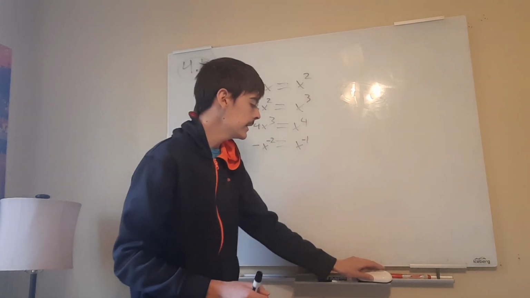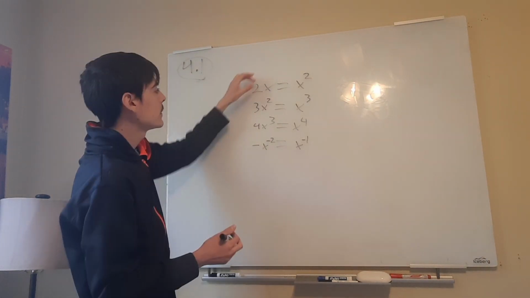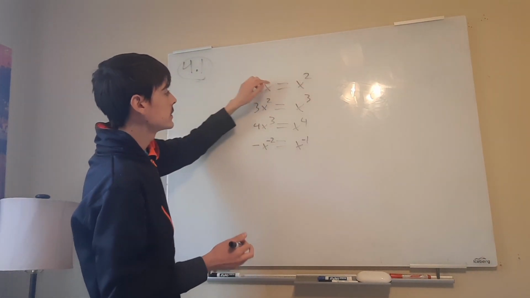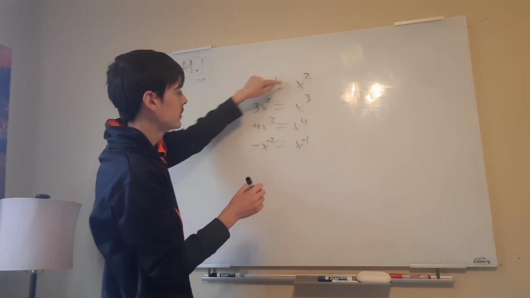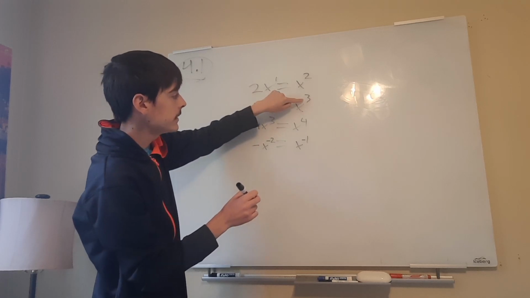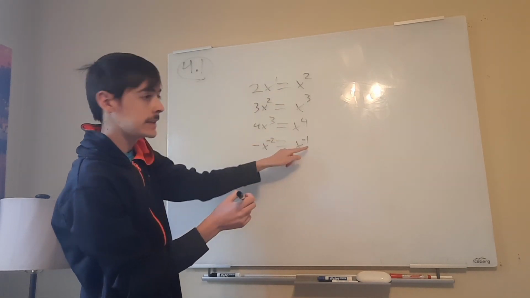And so if you're starting to see a pattern with it, I'm going to show you what the formula is now. Basically, we're going to take the power and add 1. So this is basically an x to the 1 right here. X to the 1 plus 1 is 2. X to the 2 plus 1 is 3. X to the 3 plus 1 is 4. X to the negative 2 plus 1 is negative 1.